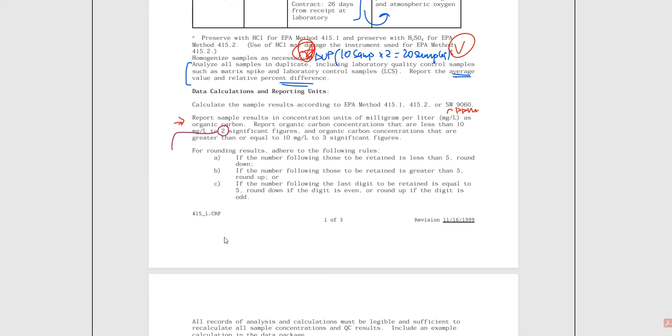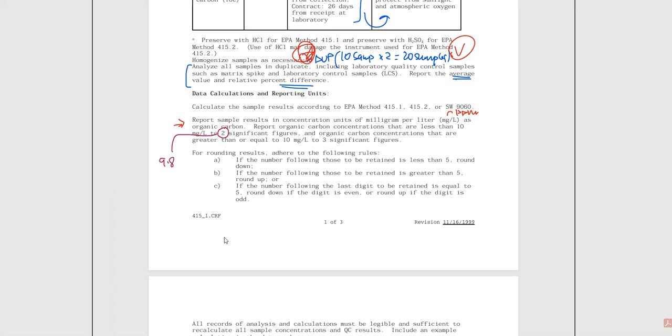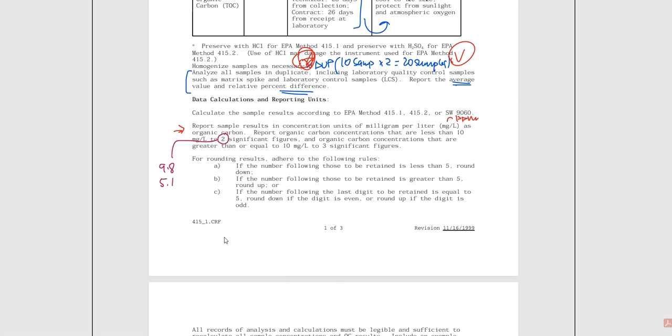So what this means is that if I go less than 10, like 9.8 is 2 significant figures, 5.1 is 2 significant figures, 4.0 is 2 significant figures. But if I go a second decimal after this number, that is 3 sig figs. That is not how this particular method wants them to report that data. And if it's greater than 10, then it's okay to go to 3 significant figures.